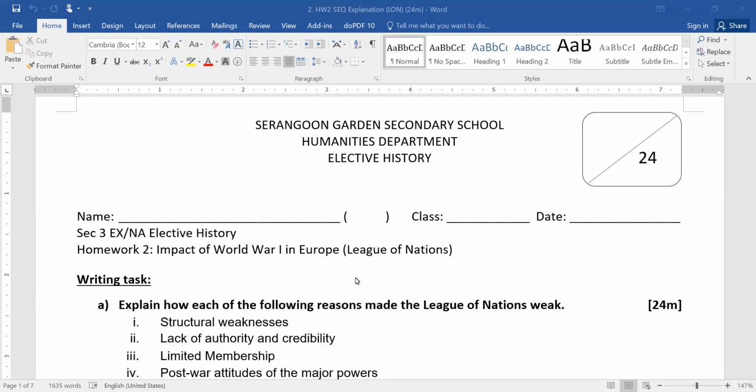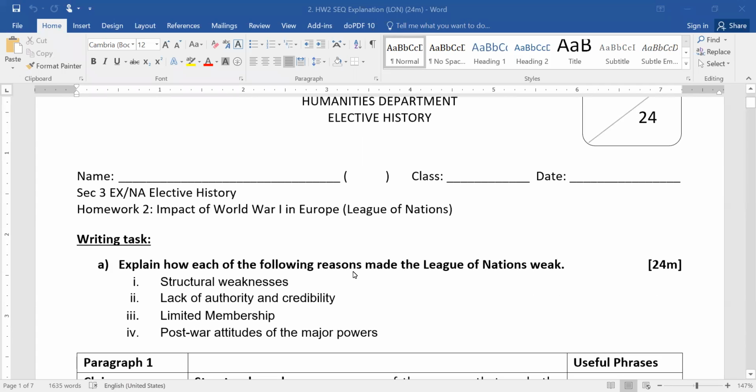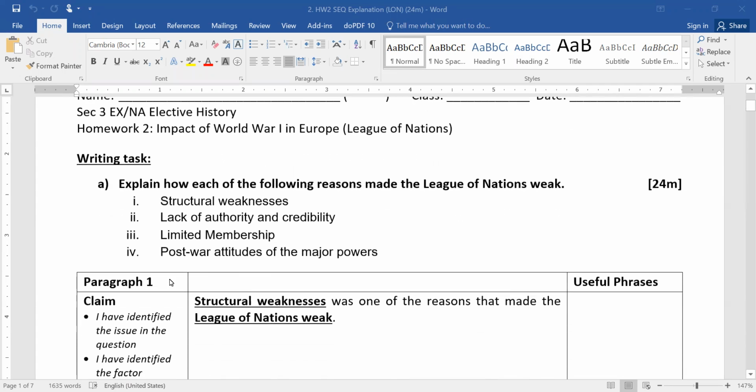All right. So just like your homework 1, we are going to use a similar structure to solve your essay questions. For this essay question, we are going to look at the League of Nations. Homework 1 was about the Treaty of Versailles. Homework 2, we look at the League of Nations. So these are the two big chunks in chapter 1. And for this essay, we're going to explain how come the League of Nations was so weak.